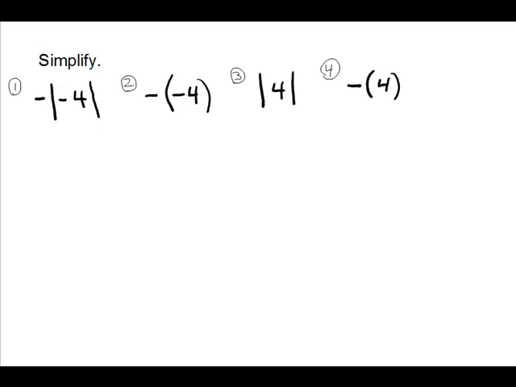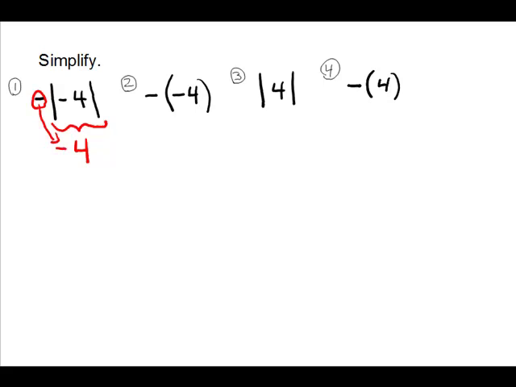Let's look at a mixed group of problems to simplify. The first one is the opposite of the absolute value of -4. So straight lines, absolute value, we need to do that part first. Absolute value would give us 4 spaces. But we have this sign outside. We can say opposite of that or bring it down.